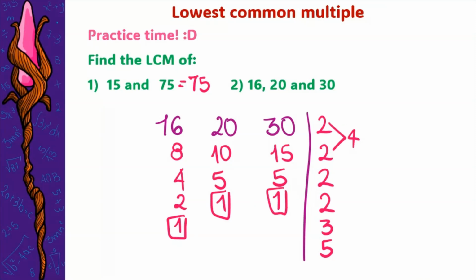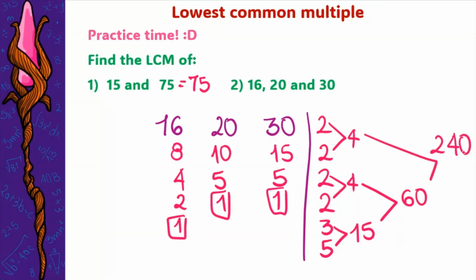2 times 2 is 4, 2 times 2 is 4, 3 times 5 is 15, 4 times 15 is 60, and 60 times 4 is 240. 240 again.